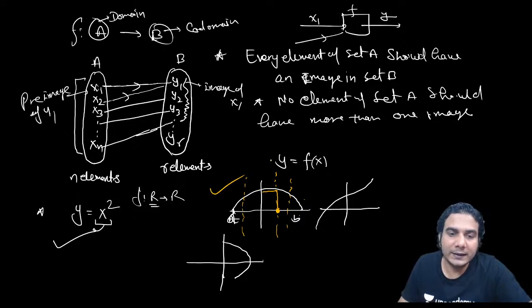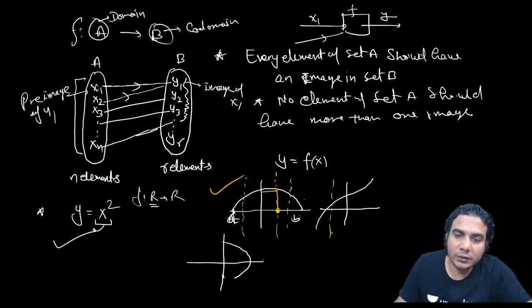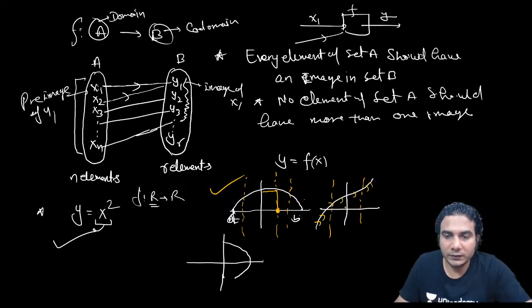So yes, that is the case. So this is a function. In this also, you draw a vertical line anywhere, it will cut this graph, y is equal to f(x), only at one point. So this is also a function because for every x you'll get only one y, right?